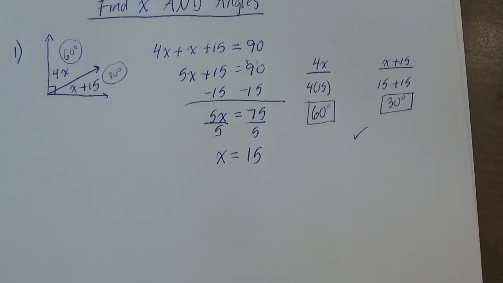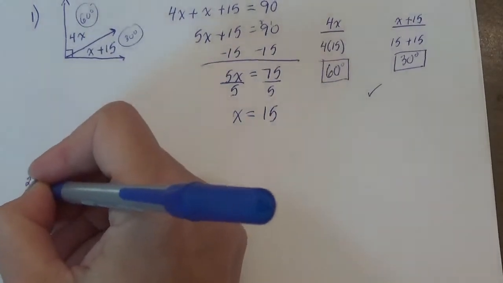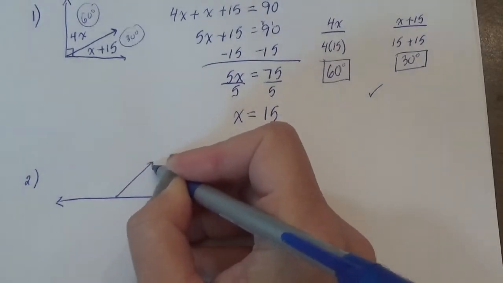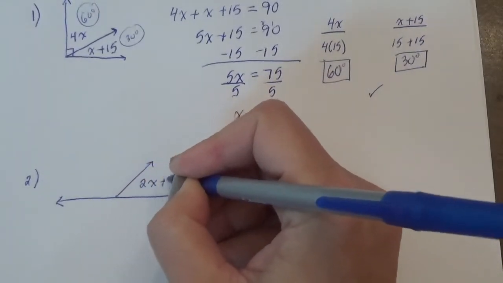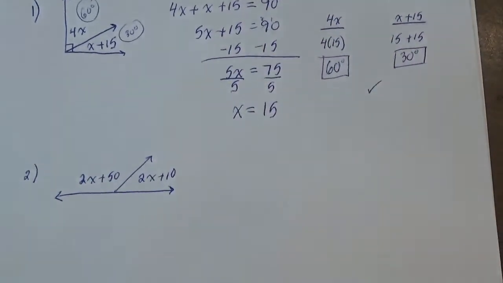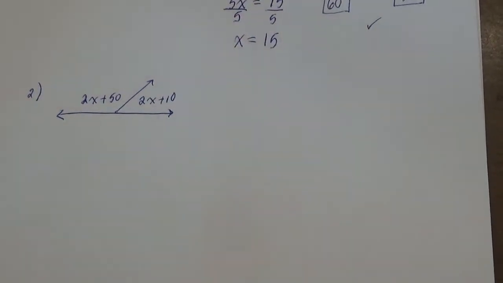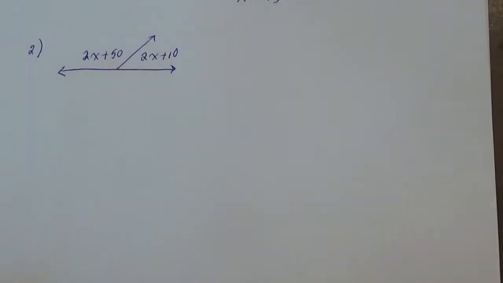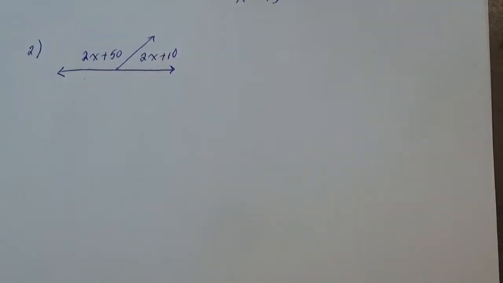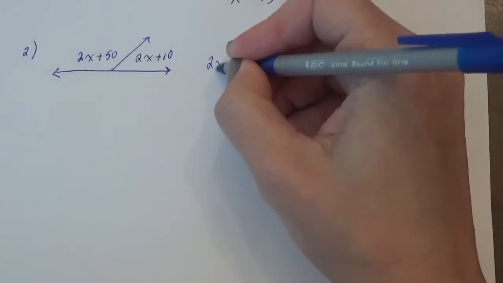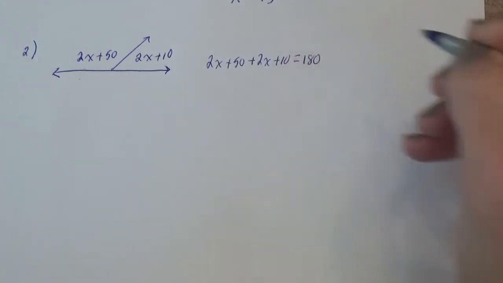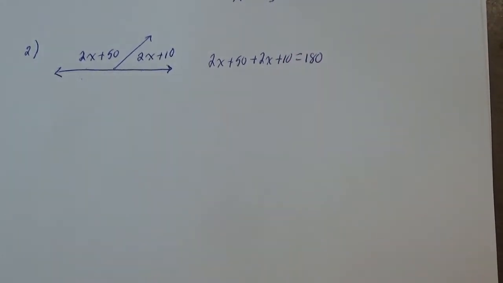All right, let's try another kind of angles here. Let's draw a straight line with a ray. And let's say this angle is 2x plus 10, and this one is 2x plus 50. Okay, so hopefully you guys can tell these two angles are supplementary, right? They're on the straight line. Together they're going to be 180. So that's going to be our equation. 2x plus 50 plus the 2x plus 10 all together is going to equal 180.